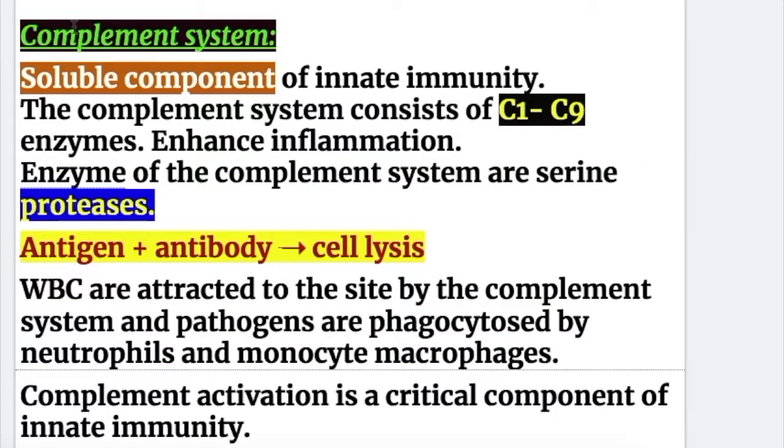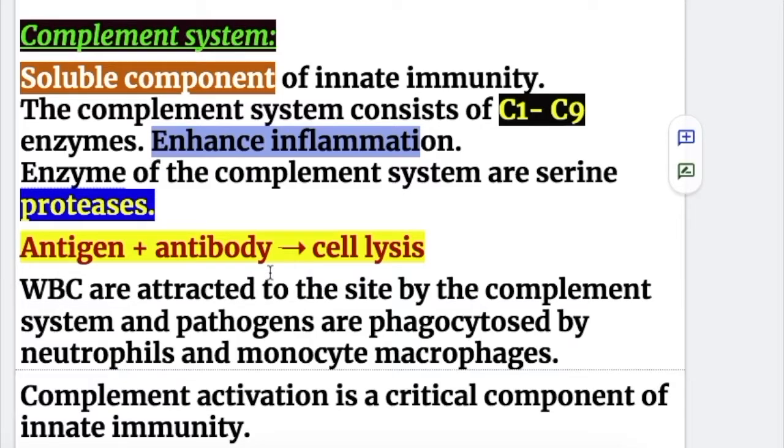Now, complement system. The complement system is a system of soluble components of innate immunity. It consists of C1 to C9, 9 protein enzymes which enhance inflammation. Enzymes of the complement system are serine proteases. As a result of antigen-antibody combination, there is cell lysis, and this is enhanced by the complement system.